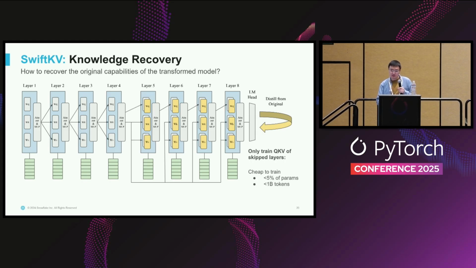During this distillation, we found that it's enough to just train the Q, K, and V projections of the later layers. So we're not distilling the whole model, only these small parts. And these small parts account for less than 5% of the parameters of most models, right? This means that this distillation procedure is actually very, very cheap. We can run it very quickly on a single node, and it takes less than 1 billion tokens of data to recover the accuracy of the model.